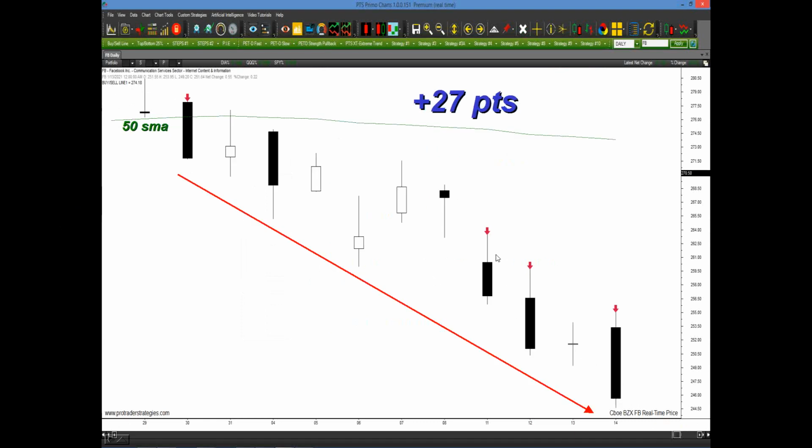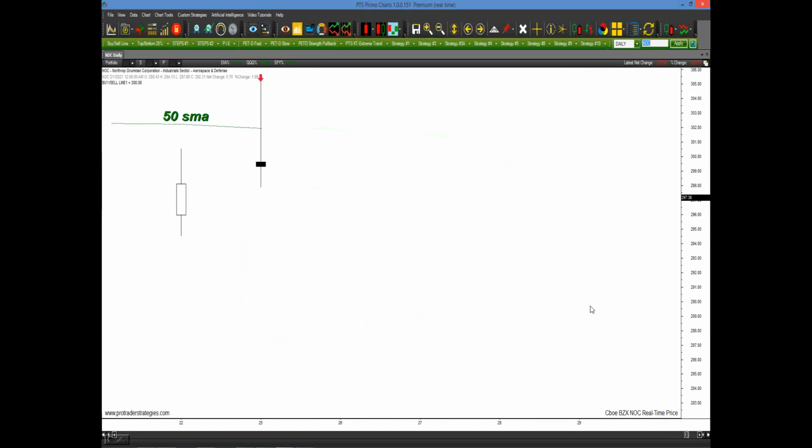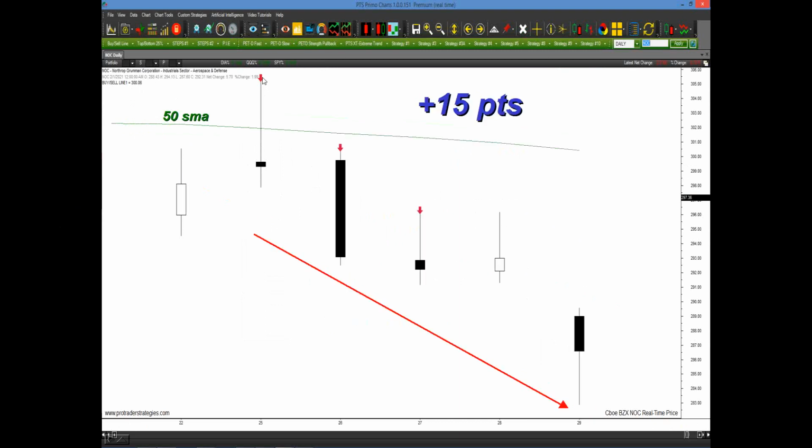Facebook fell 27 points, and you see this more confirmation of the bottom 25%. Here's another example, an aggressive example, where we have 2 bars closing below, and this one closed in the bottom 25%, as represented by the red bar. Fell 15 points in the next week.